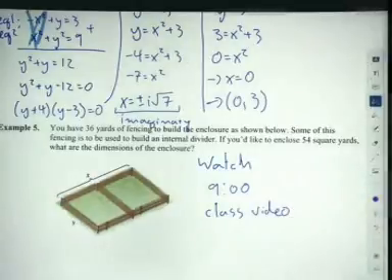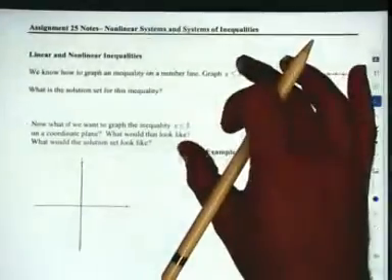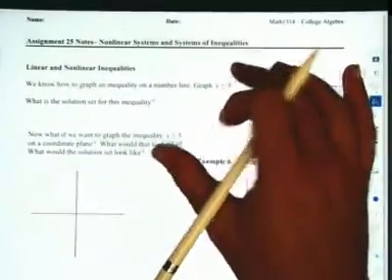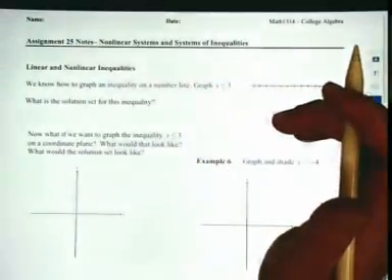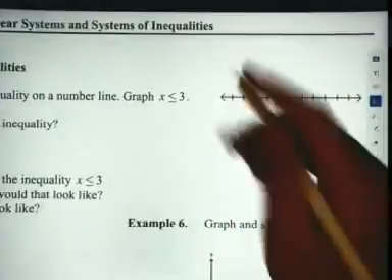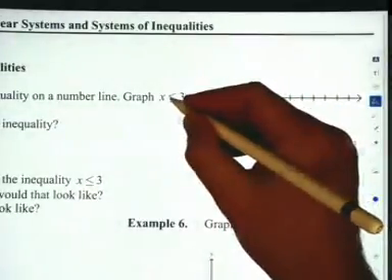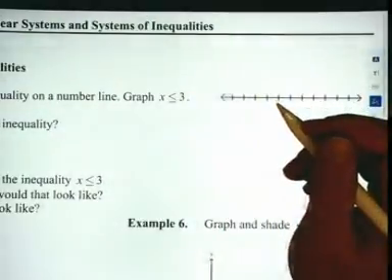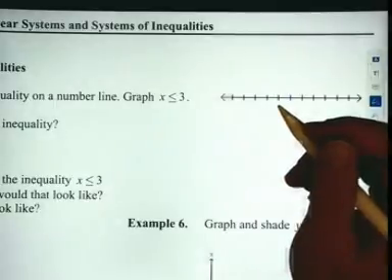So this little section concludes the nonlinear systems. Now we're going to look at systems of inequalities. So let's just start off here with a quick review. Graphing x is less than or equal to 3. What does that graph look like?